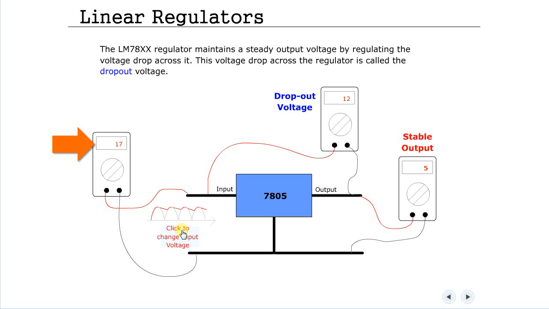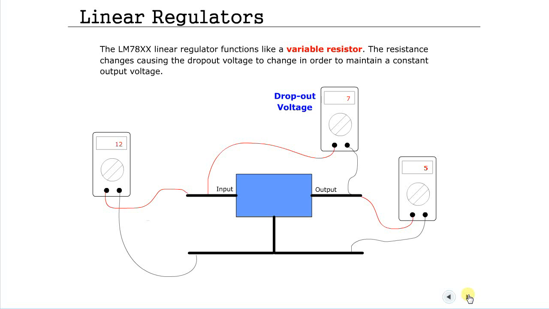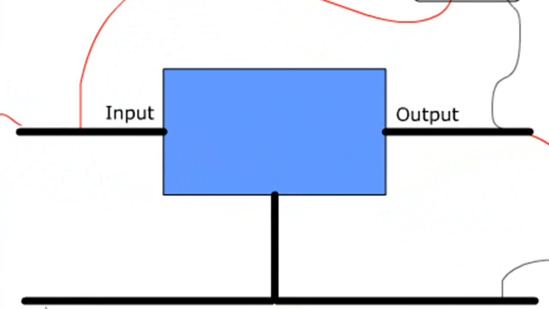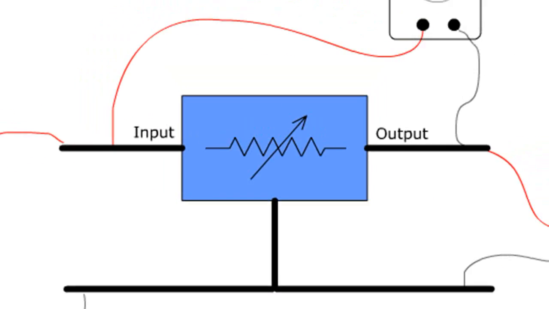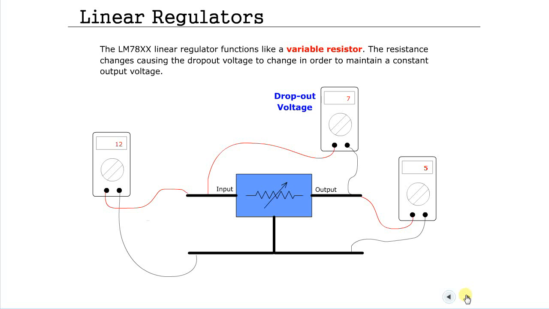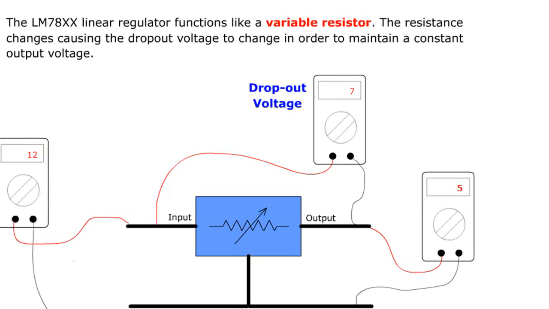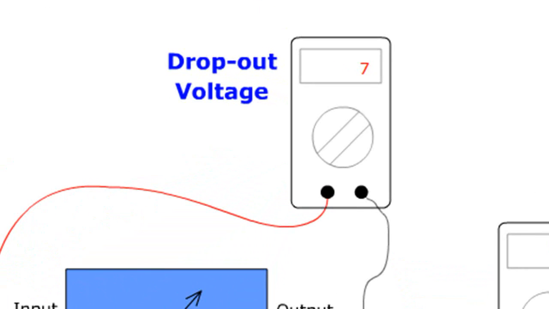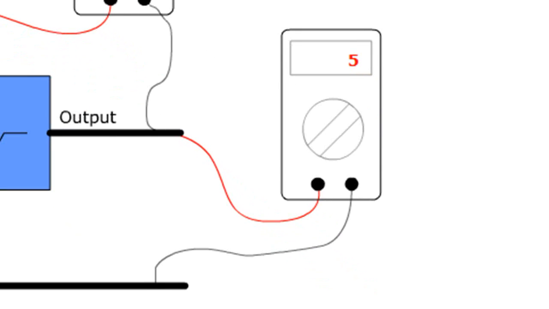With varying input voltages, the output stays at 5 volt. The extra voltage is dropped across the regulator. The linear regulator functions like a variable resistor. The resistance changes, causing the dropout voltage to change in order to maintain a constant output voltage.